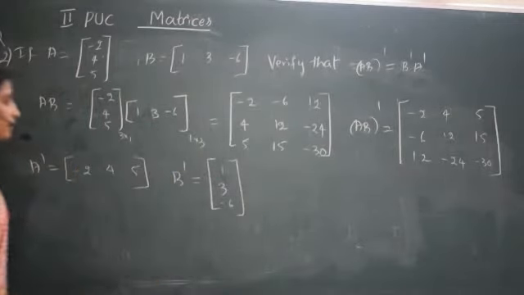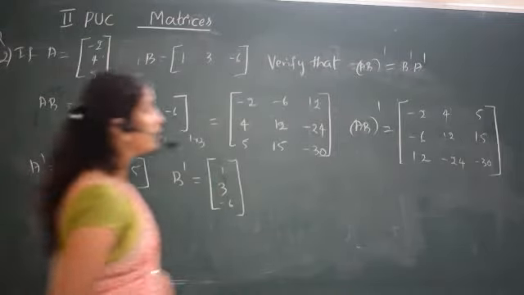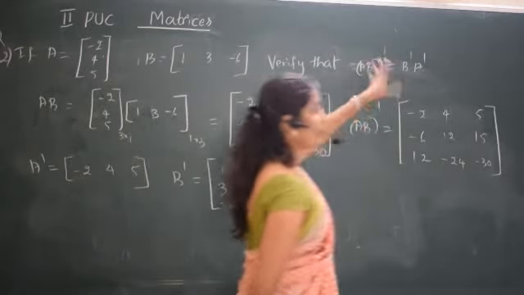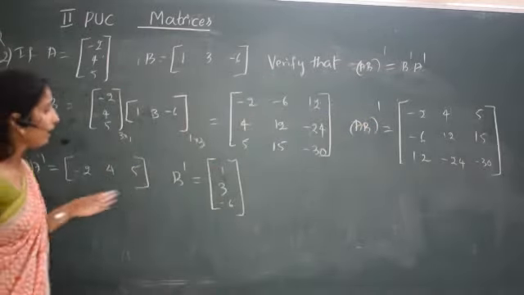1, 3 and -6. Now we have to calculate. We know that matrix multiplication is not commutative. So here we have to calculate B transpose A transpose, not A transpose B transpose. We have to multiply B transpose and A transpose only.